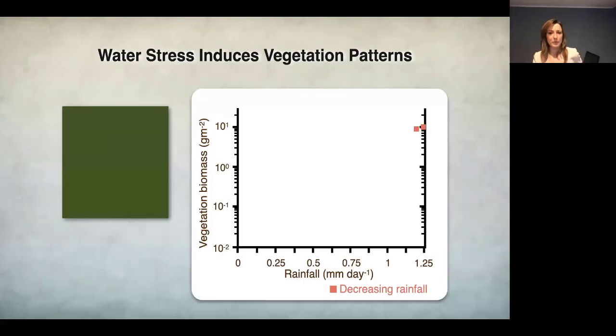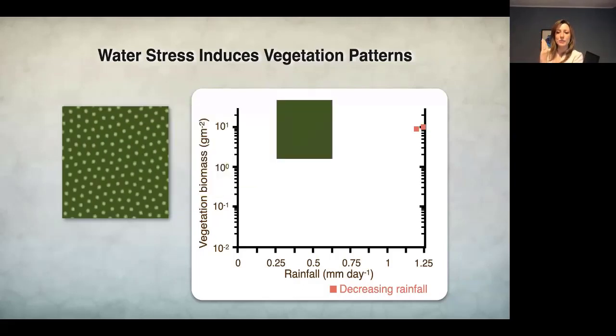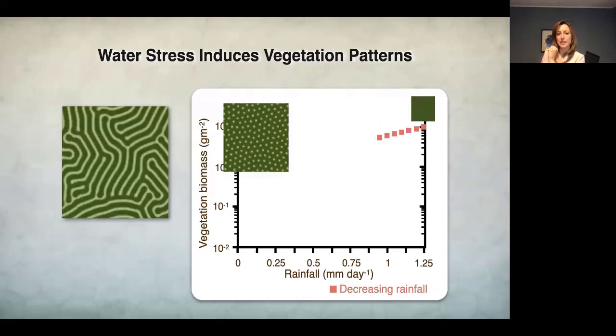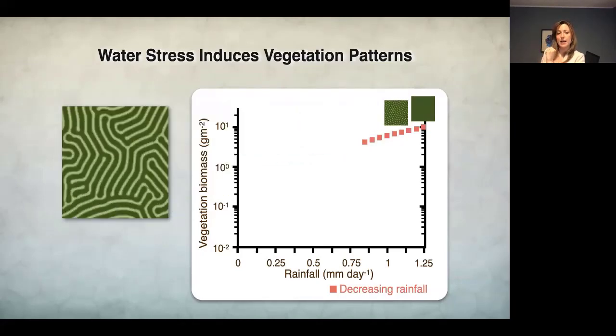And there's a very simple visualization. There's a simple partial differential equation system that looks at water diffusion and plant dispersal that's modeled as diffusion. And here I'm showing you the output of the model. What happens if you have vegetation biomass on the y-axis, rainfall on the x-axis? We start at high rainfall, naturally high biomass, everything looks like a well-watered lawn. As you keep decreasing rainfall, the model predicts a succession of patterns.